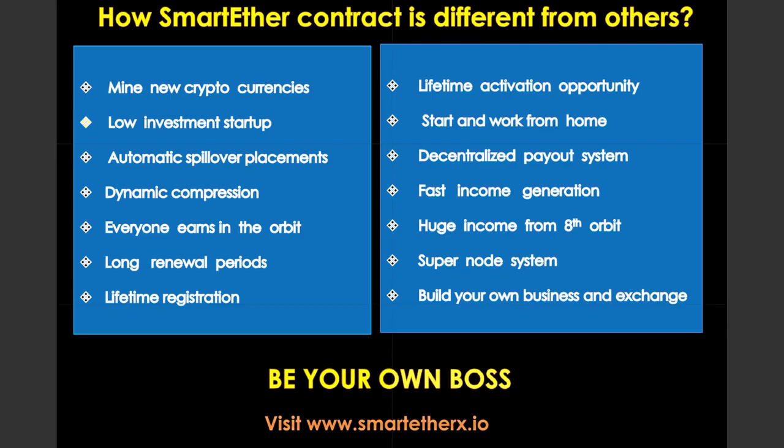You can build your own business or exchange with this contract. You will be your own boss, since this wallet can be used for future cryptocurrency transactions for your own business. We have added a feature for Supernodes that will enable them to receive the transaction fees for all the transactions that take place through this wallet.